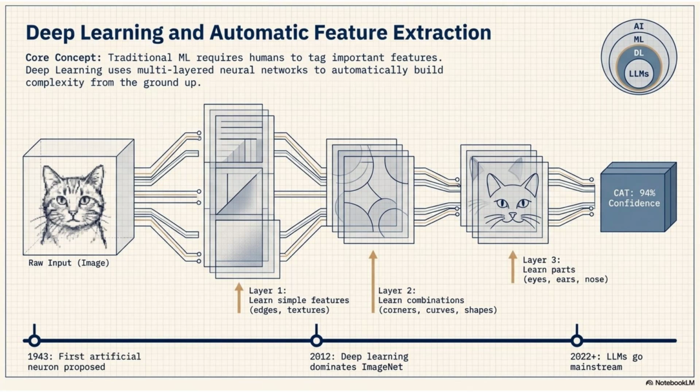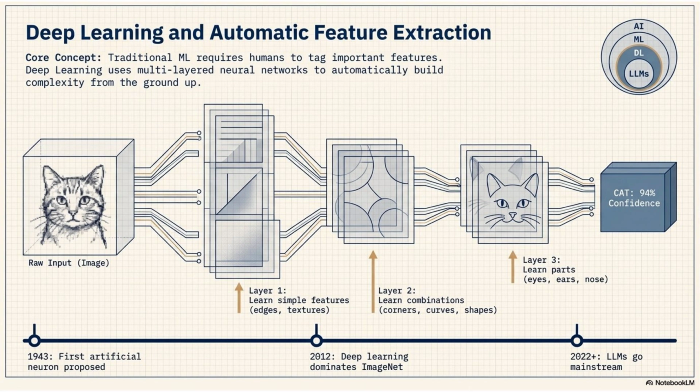Next, we go deeper with deep learning and automatic feature extraction. Look at the visual pipeline on this slide. On the far left, we start with a raw image of a cat. In traditional machine learning, a human would have to tell the computer what features to look for, check for pointy ears, whiskers, texture. But deep learning does this automatically using neural networks with multiple layers.